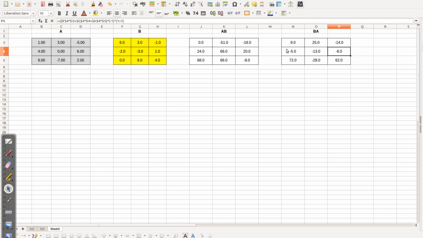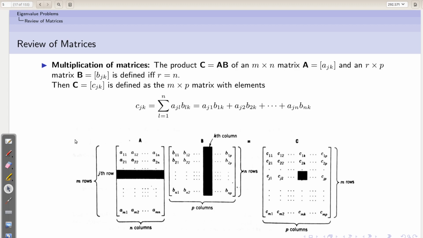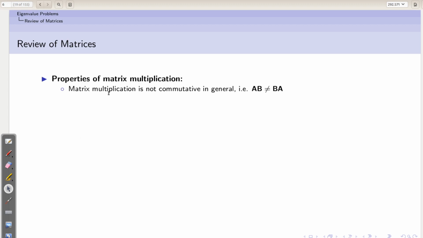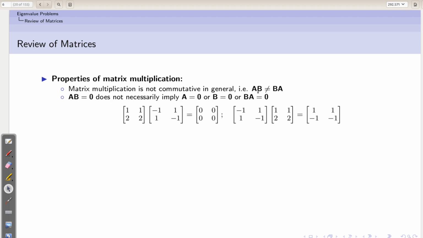Okay, so this is your matrix multiplication. The first thing that immediately strikes you is that matrix multiplication is not commutative. That is, AB and BA are not the same. This is one property of multiplication of matrices. In general, matrix multiplication is not commutative. AB need not be equal to BA.